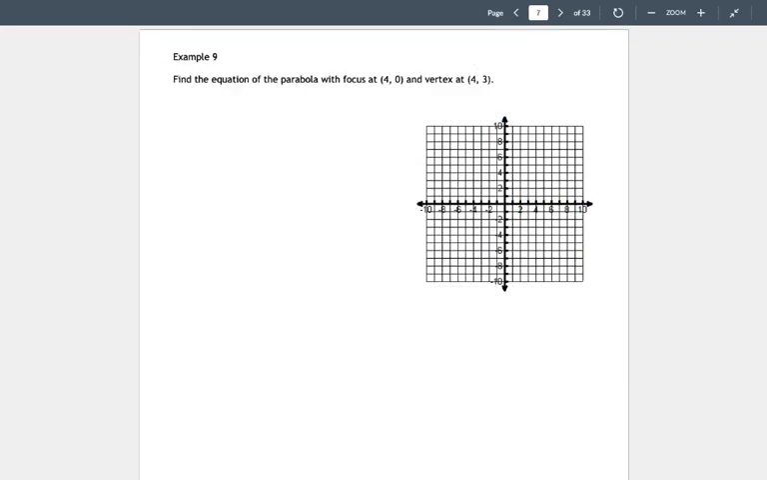Okay, on this last example, they gave me the focus is at 4, 0. So I'll plot that first. And my vertex is at 4, 3. So my vertex is like this, and my focus is below it, which tells me that this parabola opens down. I know that the distance between my focus and my vertex is 3 units. That means p equals -3 because it's opening down. So 4p is going to be -12.